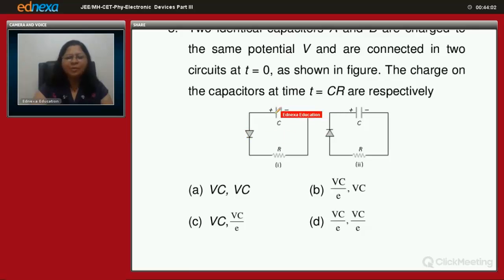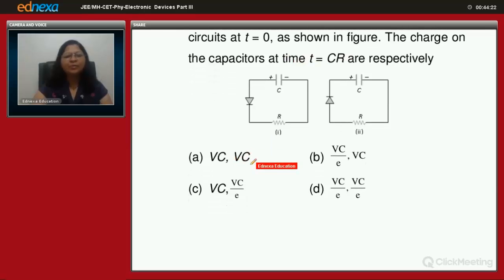Here the positive plate of the capacitor is connected to the P junction and here it is connected to the N junction. And now you want to find out what is the charge on the capacitors at time t equal to RC. So this is the RC time constant which is given to you, and you are going to determine what should be the charge on the capacitors.